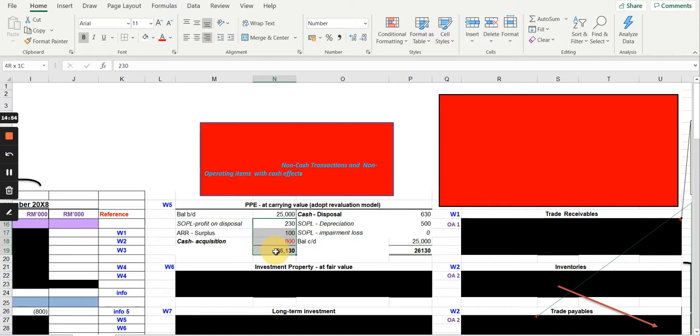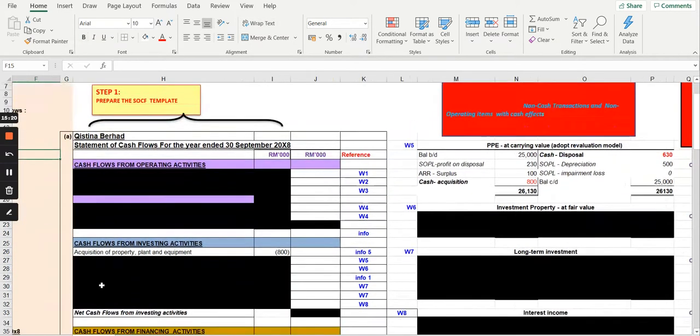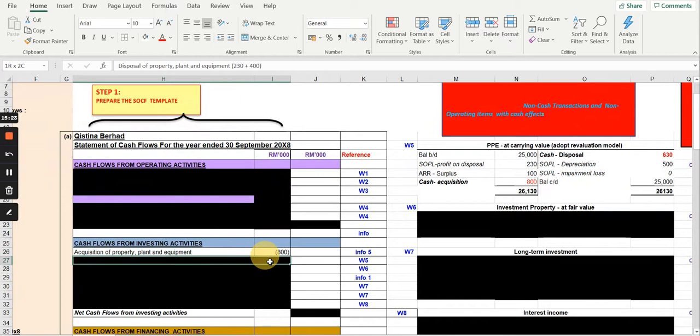26,130 is the total debit. If you total up the total debit, you get 26,130. And this 26,130, if you take that figure and deduct the balance carried down and the depreciation, you'll be able to get the disposal proceeds, which is 630,000. So this 630,000 will be included where? It will be included in your cash flow from investing activities. So this one will be cash flow from investing activities.